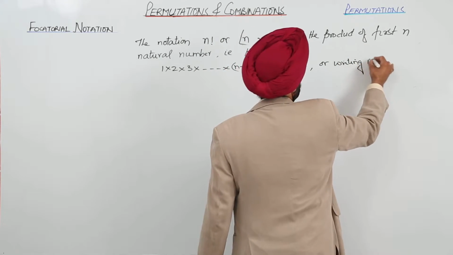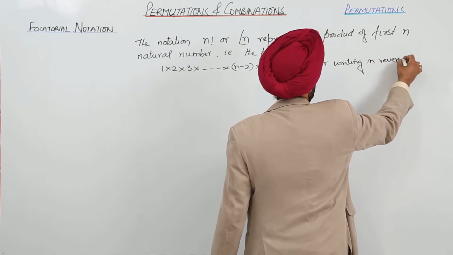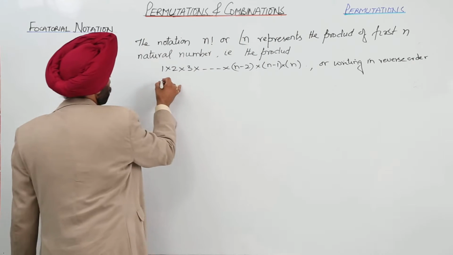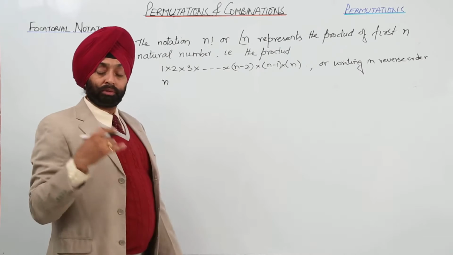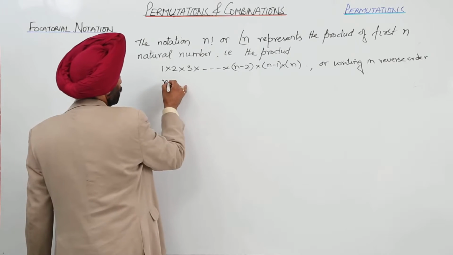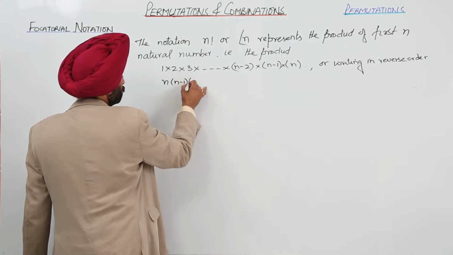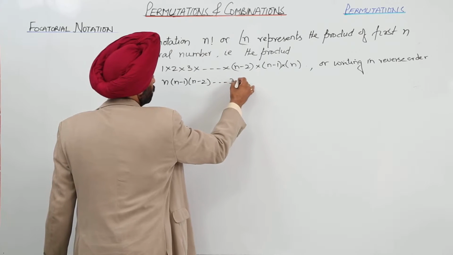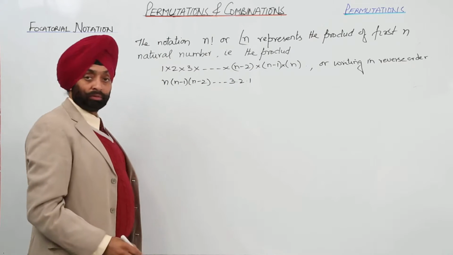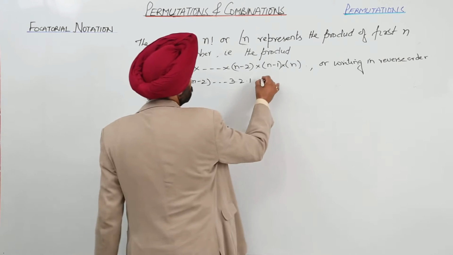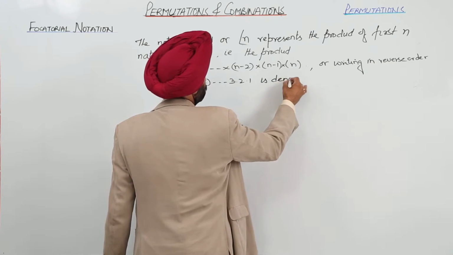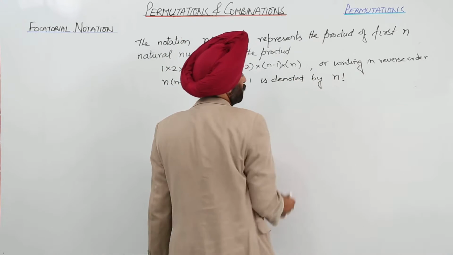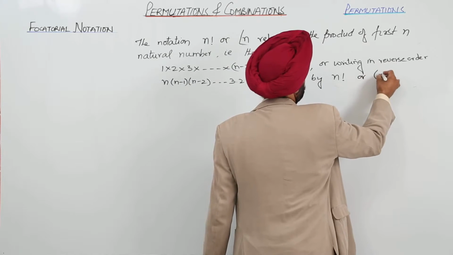Or writing in reverse order, we can write it n. Now I am not using a symbol for multiplication, I am just writing n, n minus 1, n minus 2, then 3, 2, 1, like this one. This is denoted by the notation n factorial or n!